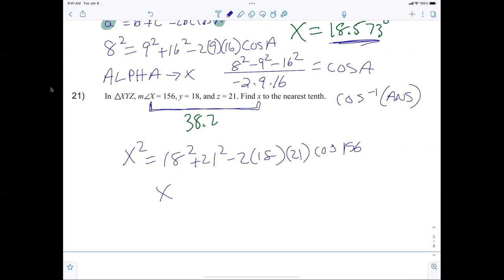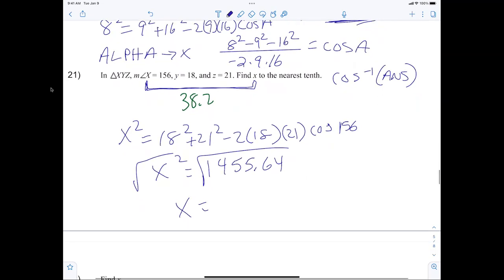So somebody tell me X squared equals, type that straight in on your calculator. Just type it straight in. What was it? 1,455.64, somewhere around there? Yeah. All right. And then don't forget to take what? Square root. So what was that, Sebastian? 38.152. Yep, 38.152.